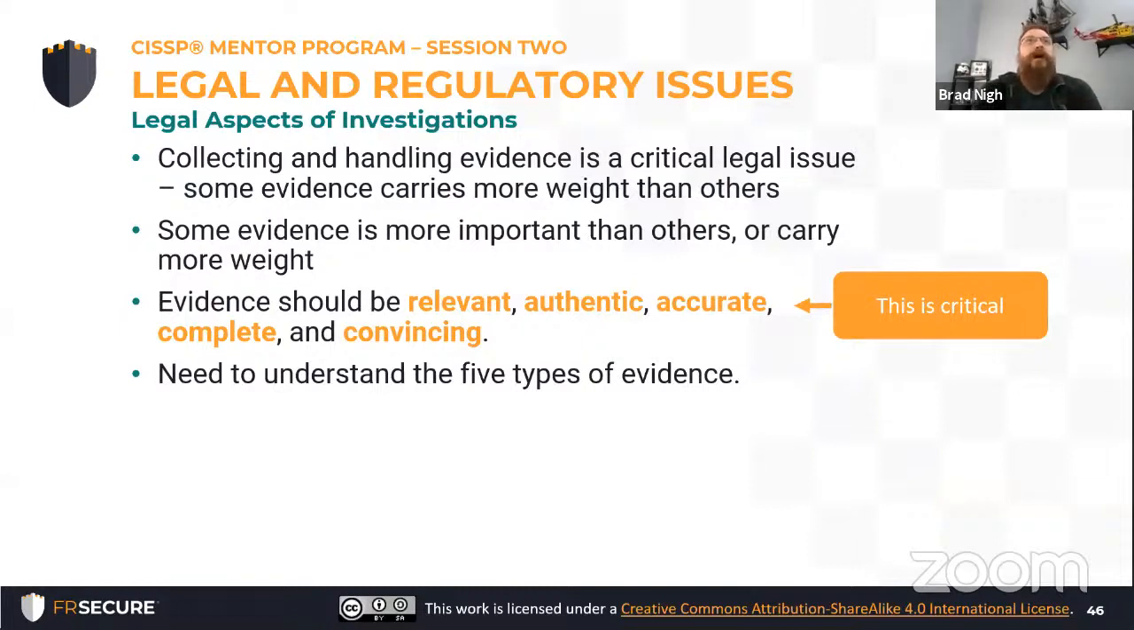So legal aspects of investigations. We really want to know that third bullet point. Knowing the first two is important. However, it's really, really important to know what are the 5 types of evidence, and what do they mean, right? So what they'll do is throw out, what are the 5 types of evidence? And it'll be relevant, authentic, accurate, complete, and timely, or something like that, right? So they'll change one of them up. You need to know which one is the correct set.